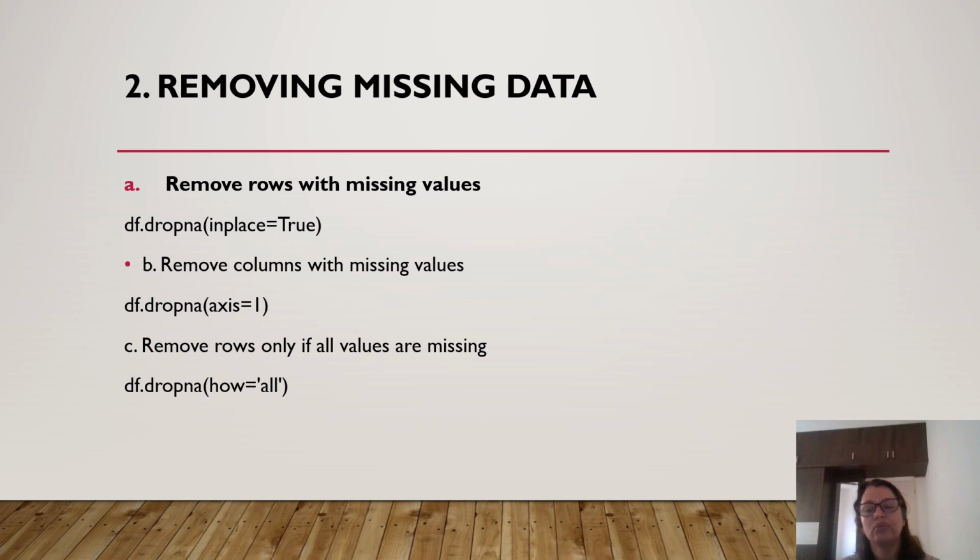Or if you want to delete any column that contains a missing value, it can be done using the drop method, but you have to write within that axis equal to 1. So if we write axis equal to 1, then any columns containing missing values can be dropped. Then the third method is to remove a row only if all values are missing. So we write df.dropna(how='all'), and it will remove the rows where all the values are missing.